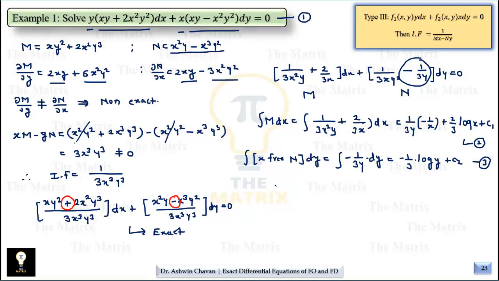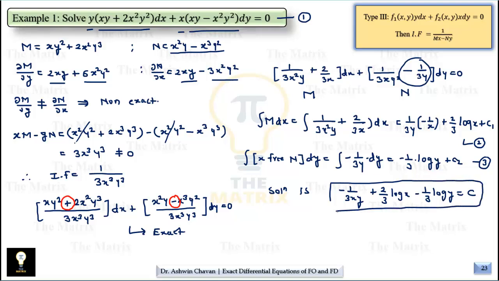So we know the solution is the addition of equations 2 and 3. So the solution is given by minus 1 upon 3xy plus 2 by 3 log x minus 1 by 3 log y equals some constant c. Either leave it like this, or we can multiply by a minus sign to make the term positive. This way we can find the solution of the given differential equation, which was originally not exact.